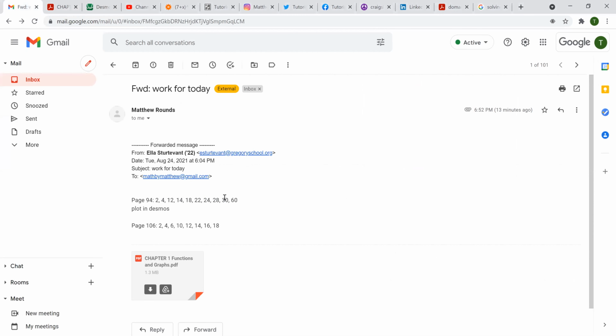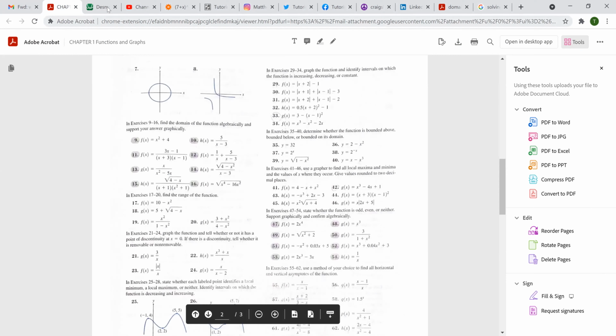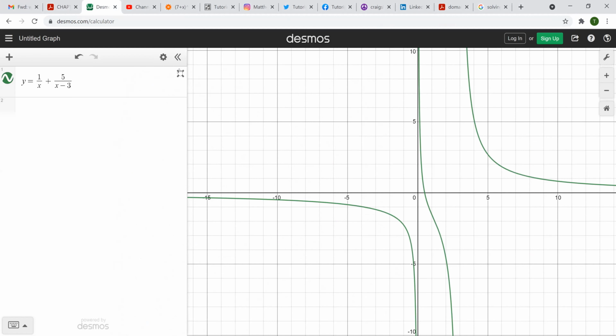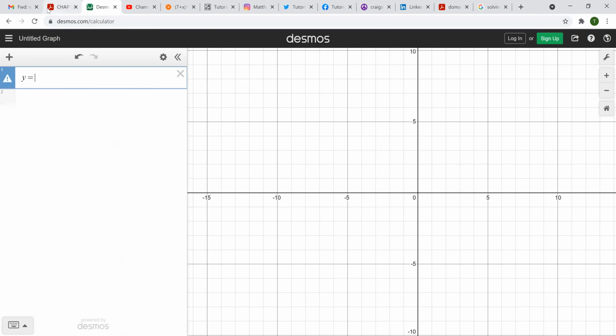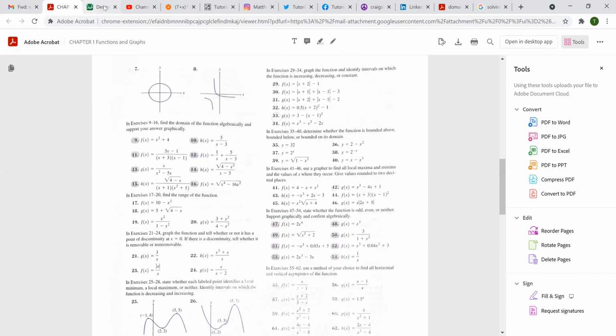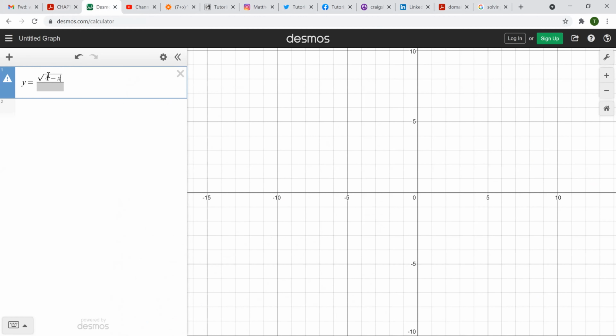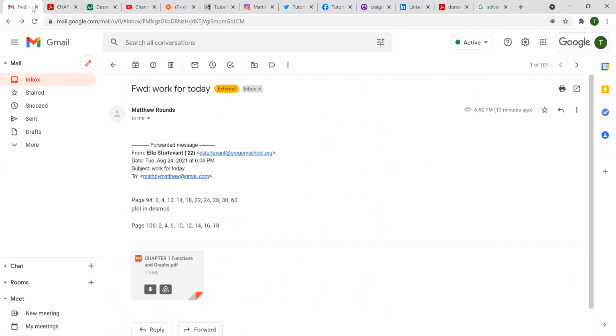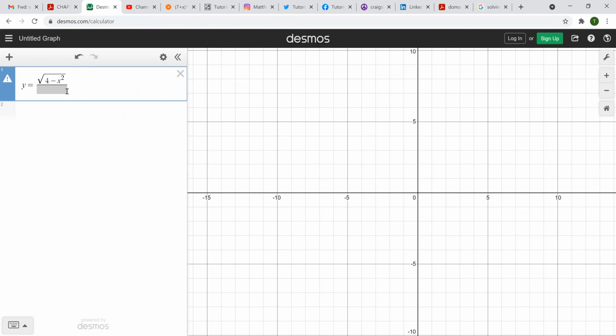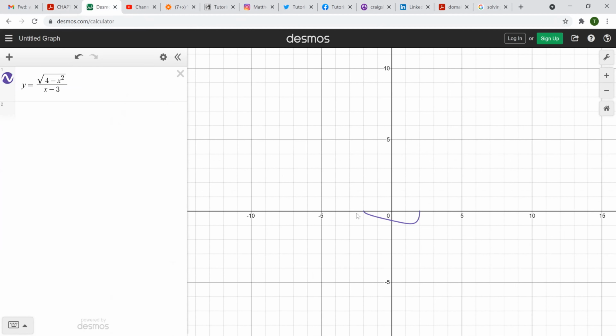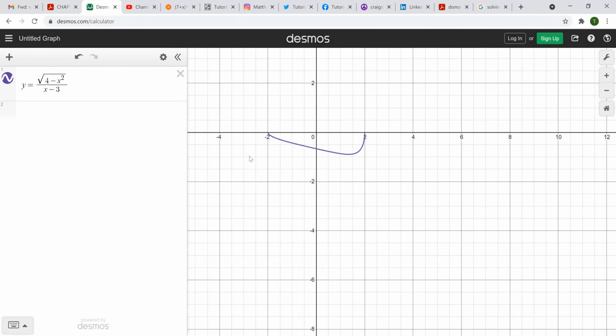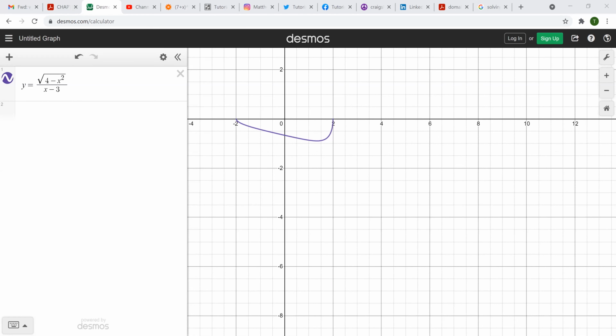Next one is 14. All right, so we have y equals the square root of 4 minus x squared, and then x minus 3. You might think, oh, that's odd, but that's a domain restriction on that. Instructors will appreciate you not snipping the entire window, and instead zooming in a little bit to make it clear.